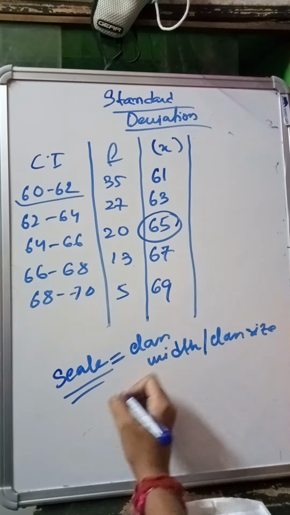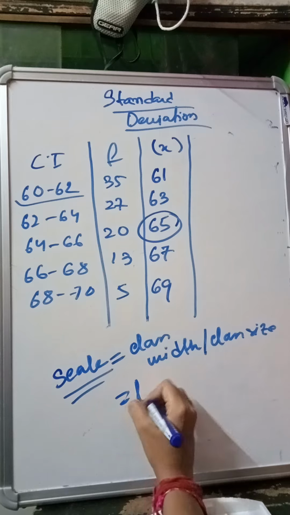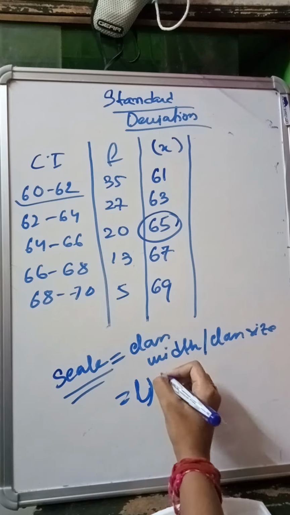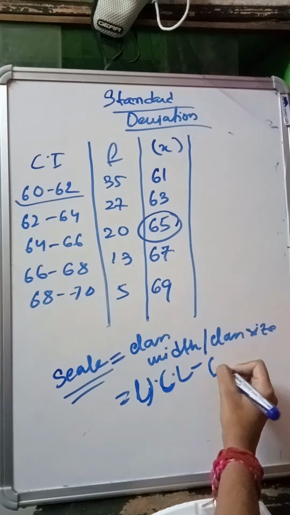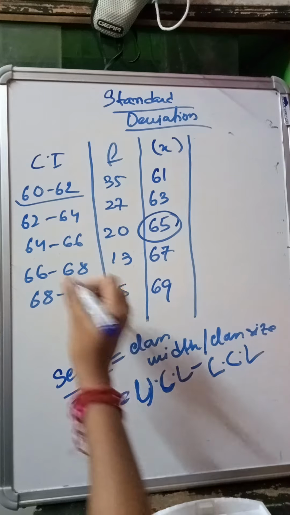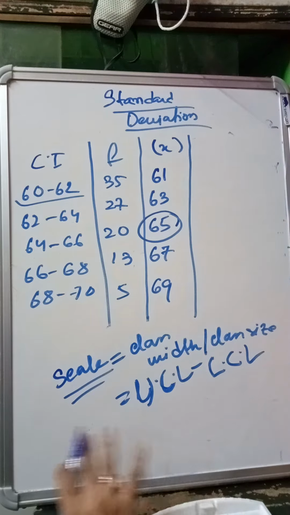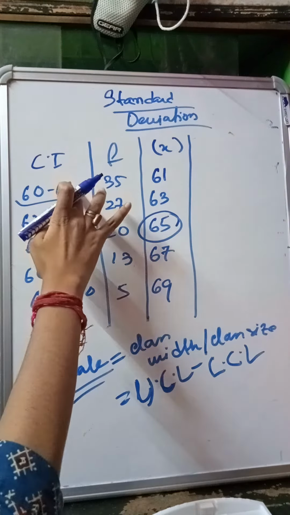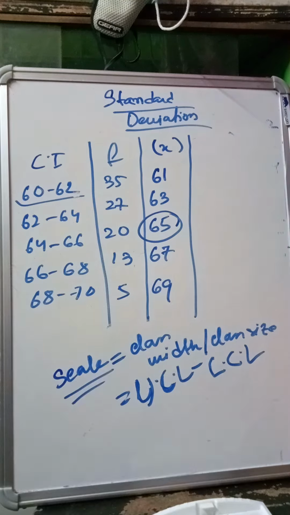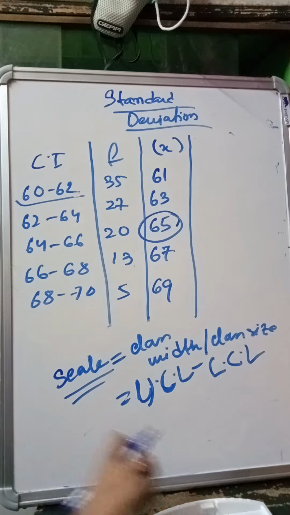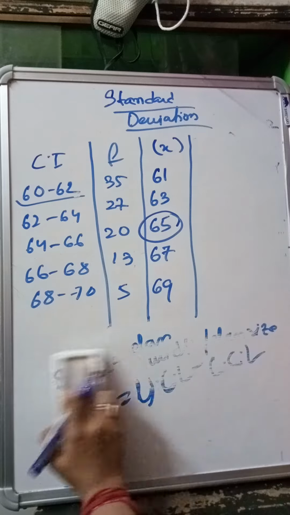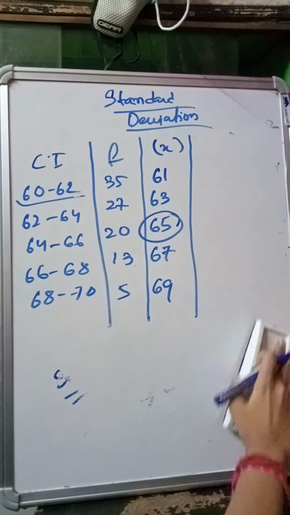Okay, now what is class width or class size? It's the difference between the upper class limit and the lower class limit. For all the classes the scale is the same, so the class width is the same. The upper class limit for the first class is 62 and the lower class limit is 60. So 62 minus 60 is 2. So what is the class size or class width? It's 2. So the scale we will always take as the class width or the class size.